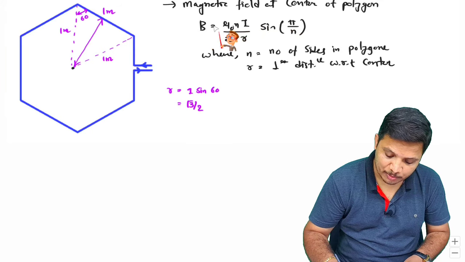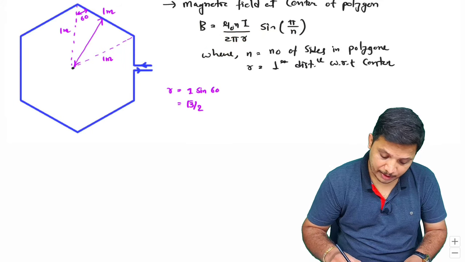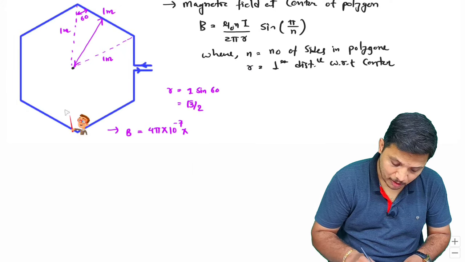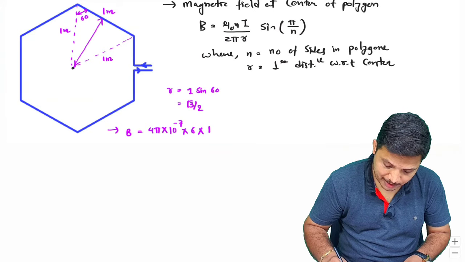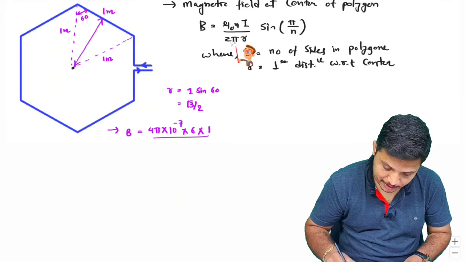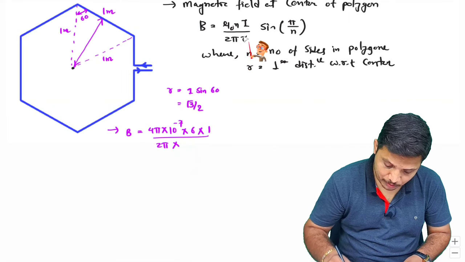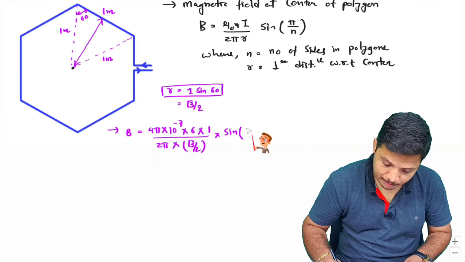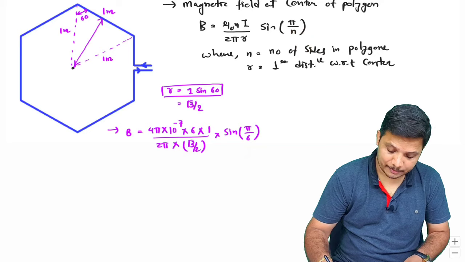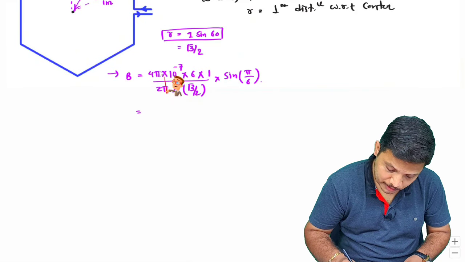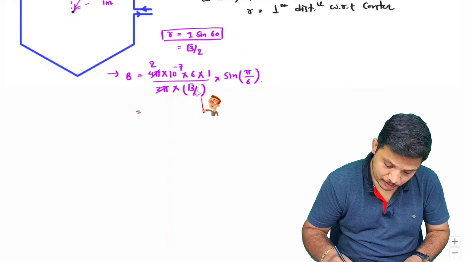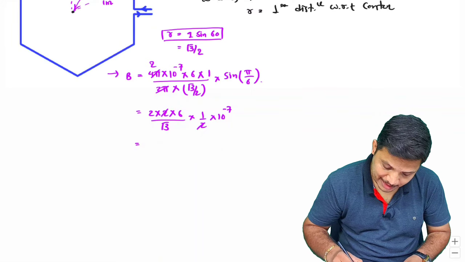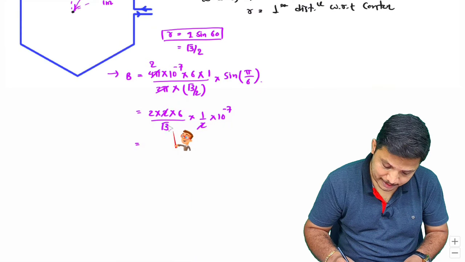So we have all the values. We just need to place them in this formula of magnetic field. So mu 0 is 4 pi into 10 to the power minus 7. For hexagon, n is equal to 6. I is 1, that is given to us, divided by 2 pi r. So 2 pi into r, which is root 3 by 2 for this particular case, into sine of pi by 6. Right. Now let us simplify this. This 4 pi and 2 pi will make it 2. This 2 will go in the numerator, and sine pi by 6 is half. So this 2 and this 2 will get cancelled.